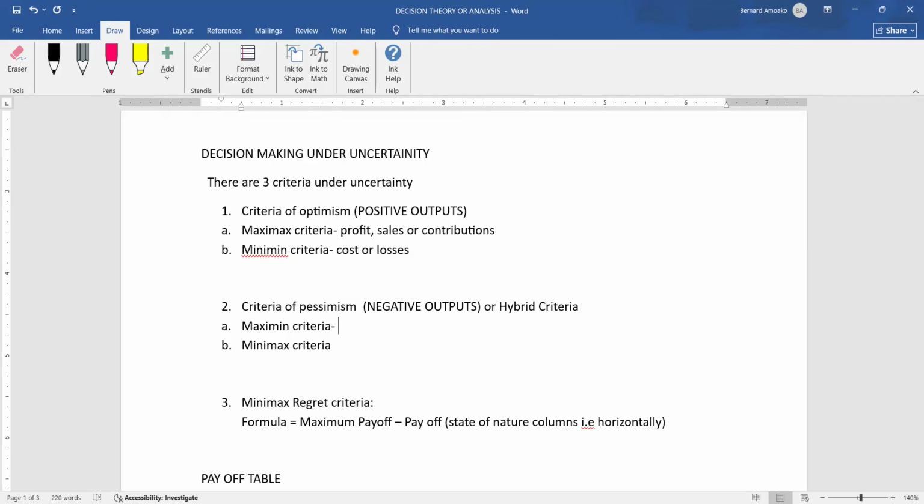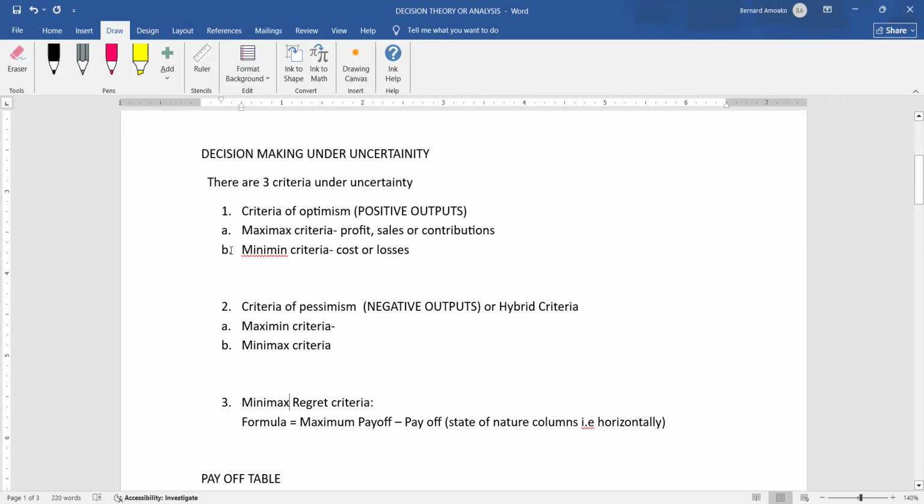Now, this is different. Here you do what we call the regret table before you come and do the minimax table. There's a difference between this third criteria and the second criteria. This has regret attached to it, and the other is just the minimax. Now, the regret means that you first prepare a regret table, and after preparing the regret table, you come and prepare the minimax from the regret table. So, these are the three criteria that we'll be looking at.